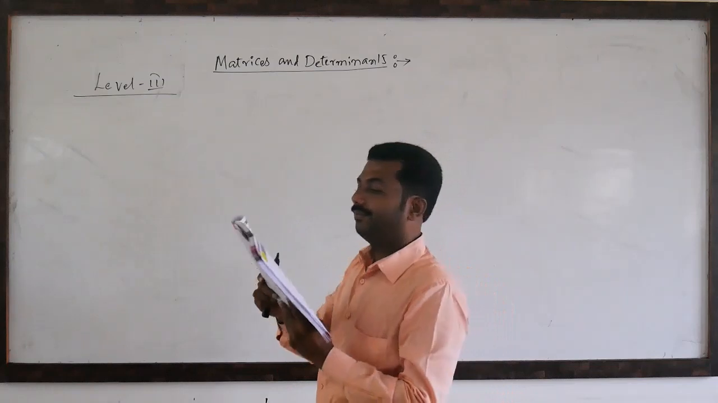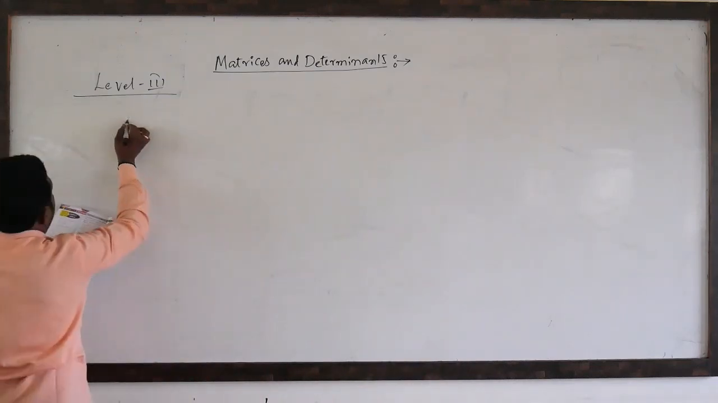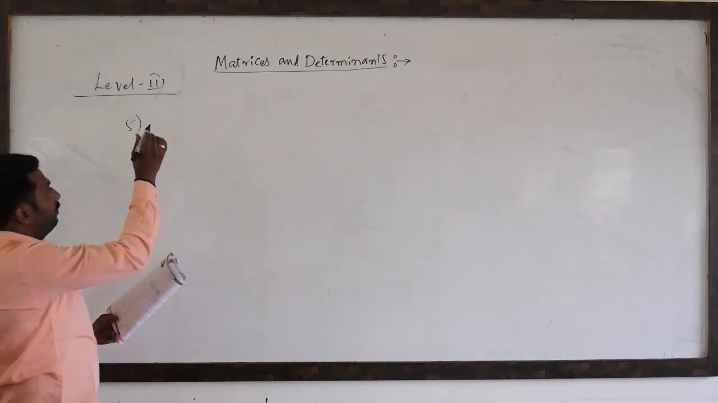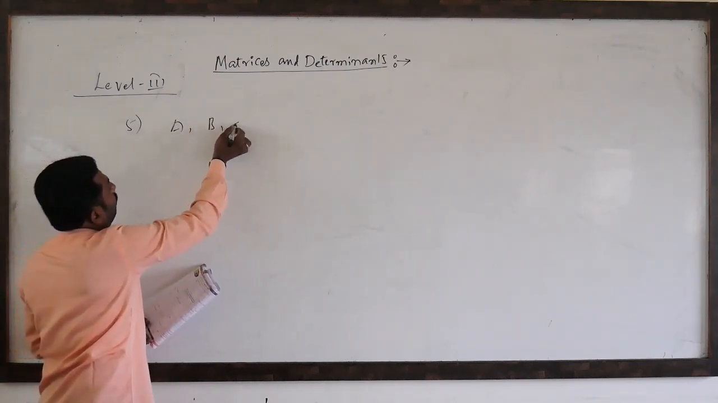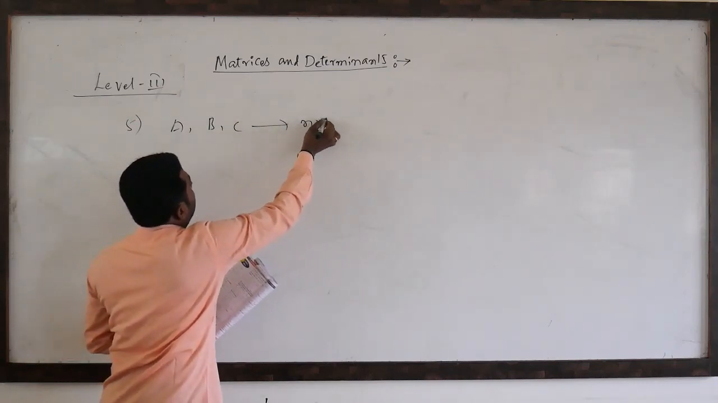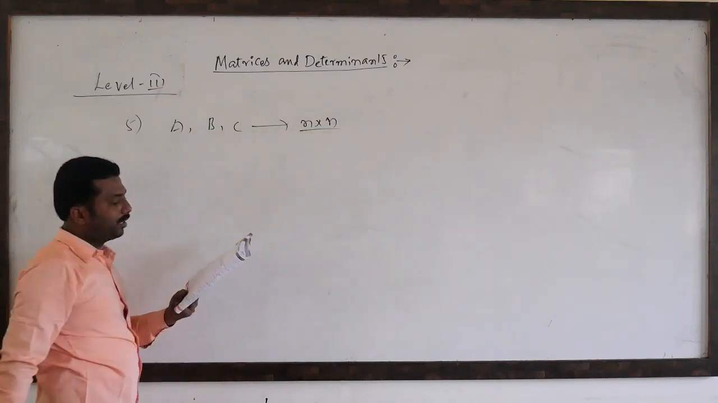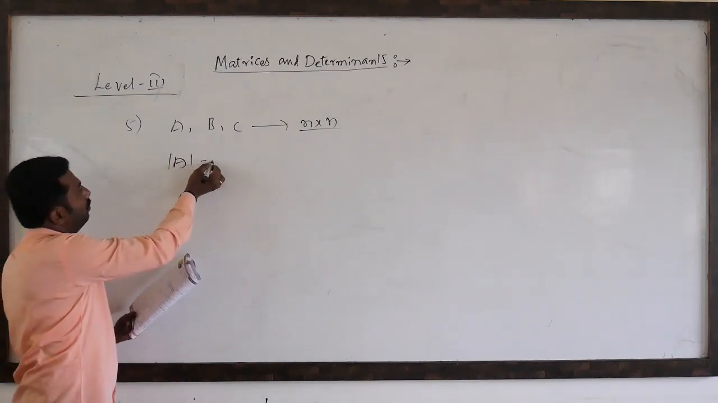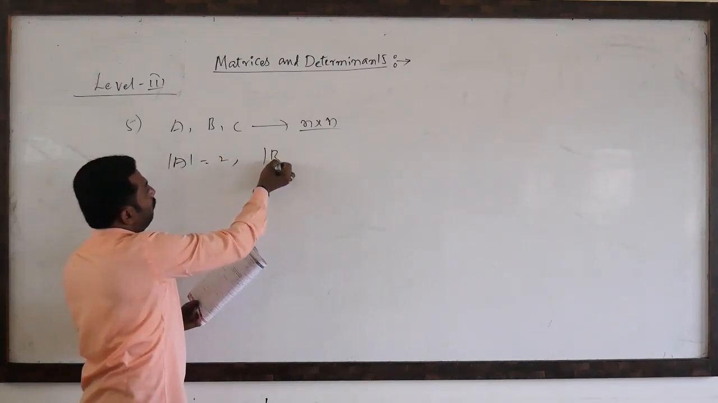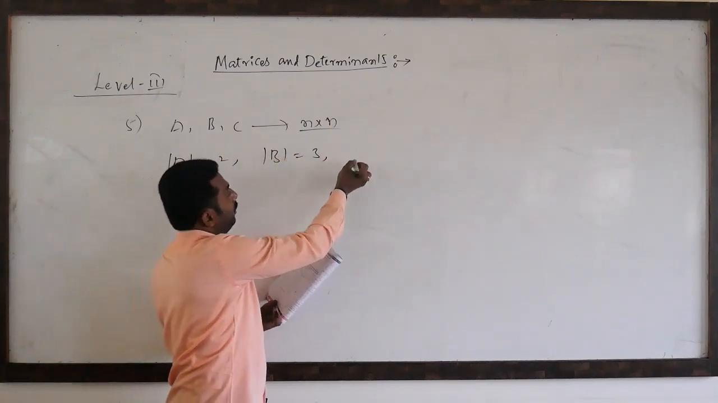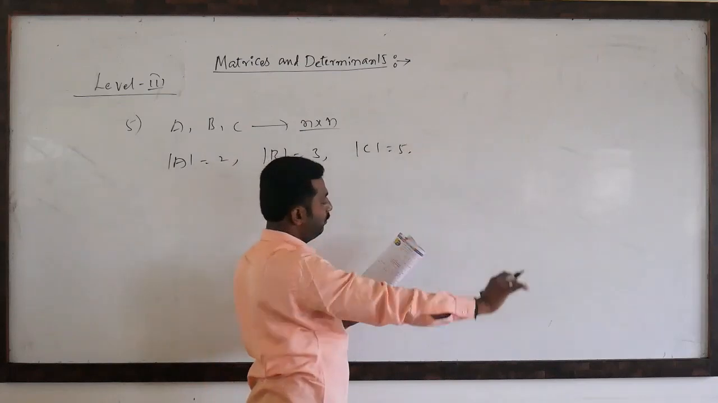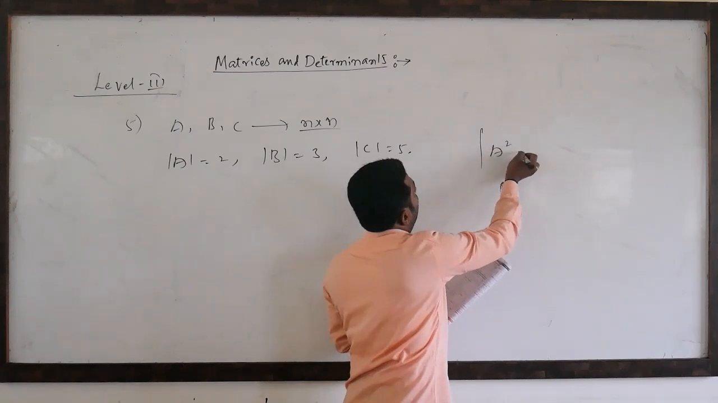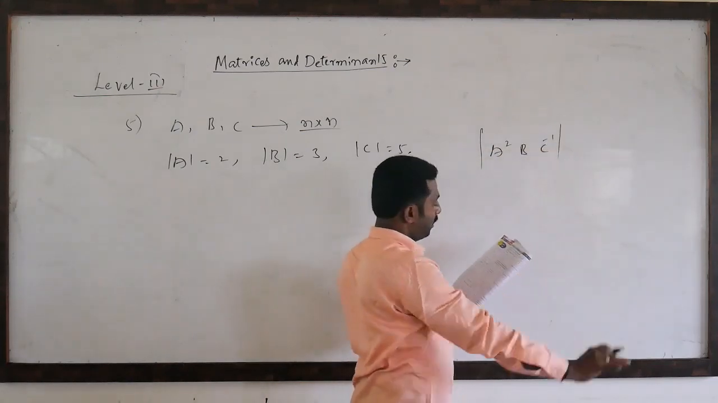Question number 5. If A, B, C are matrices of order n by n, all square matrices of order n by n, and determinant of A equals 2, determinant of B equals 3, determinant of C equals 5, then what is the value of the determinant of A square, B, C inverse?